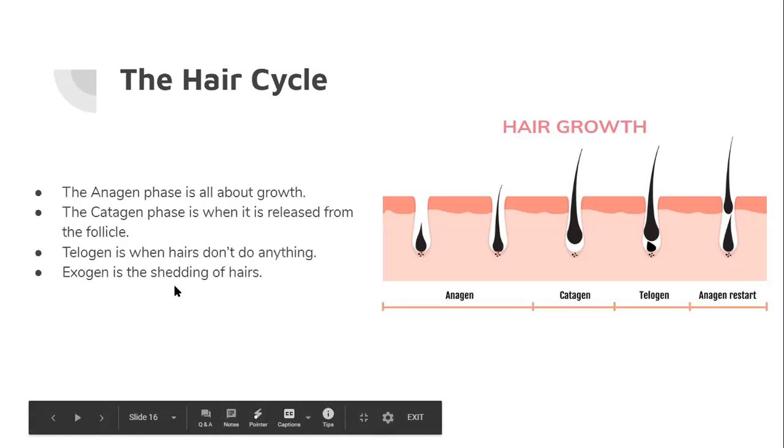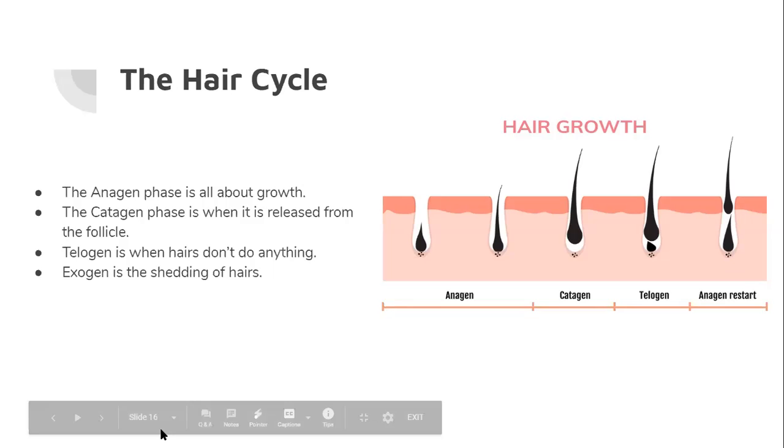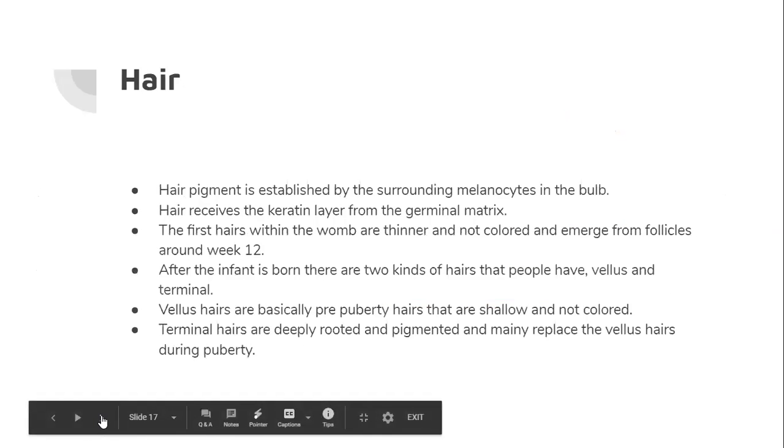So that's when you shed hairs. Like I lose an eyelash a day, which is pretty crazy. I feel like it's an eyelash a day at least.